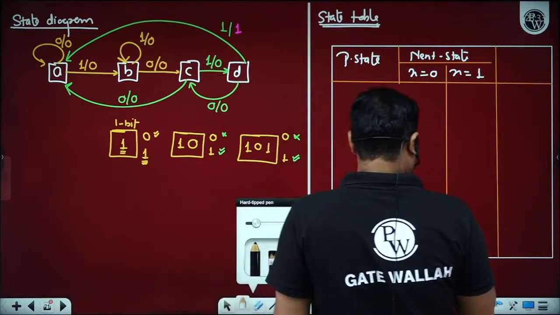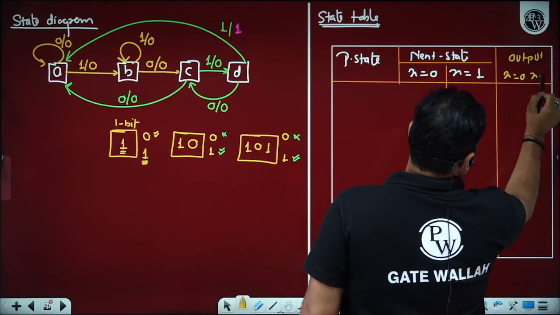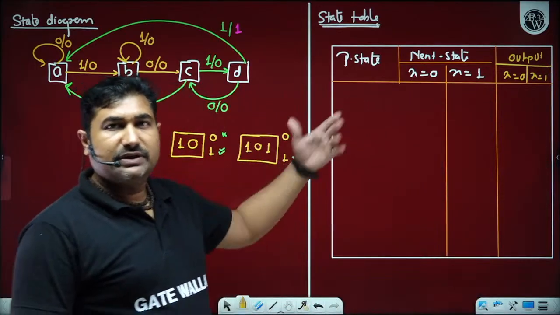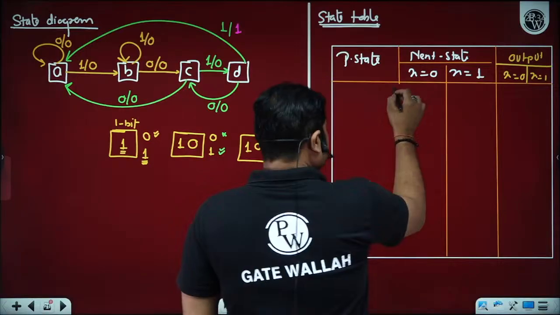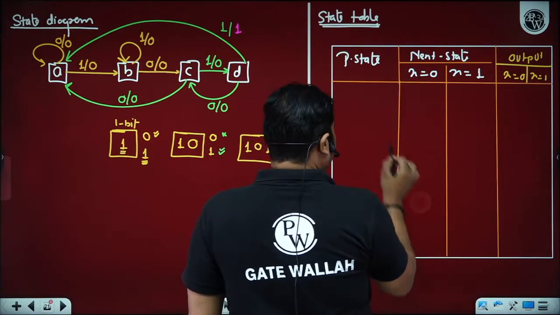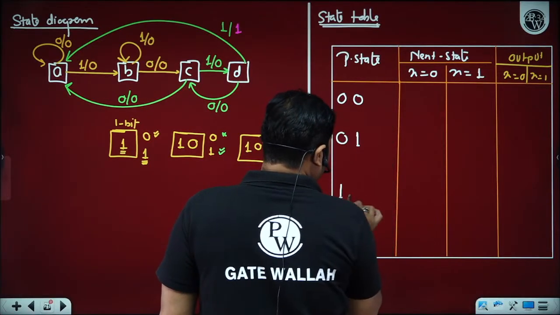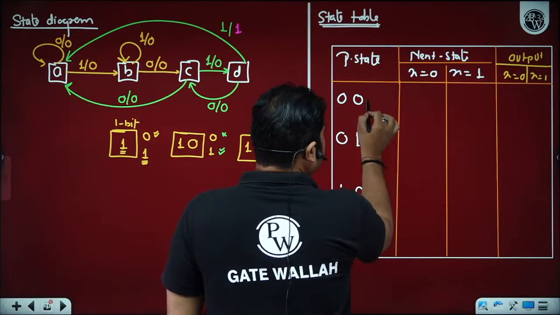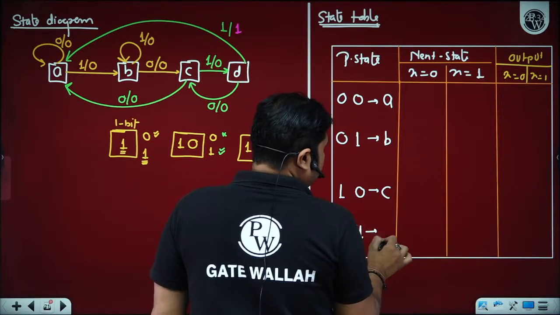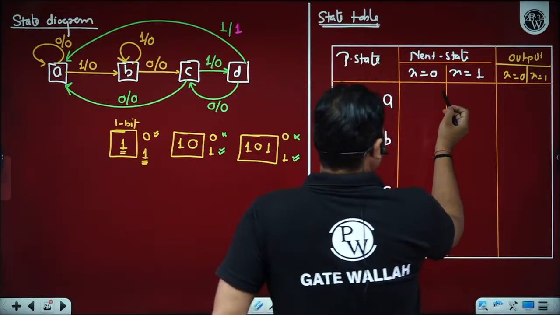Then we have output with x equals 0 and x equals 1, because we want to design a Mealy model. In a Mealy model, output is a function of input as well. The present states are 00, 01, 10 or 11, which can be represented as state A, state B, state C or state D. Is it okay? Yes, sir.